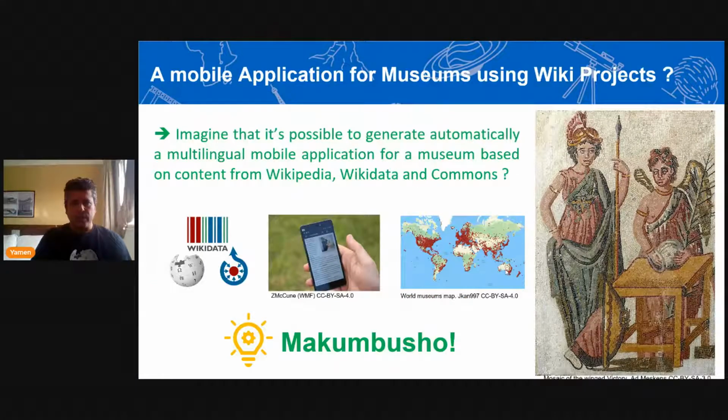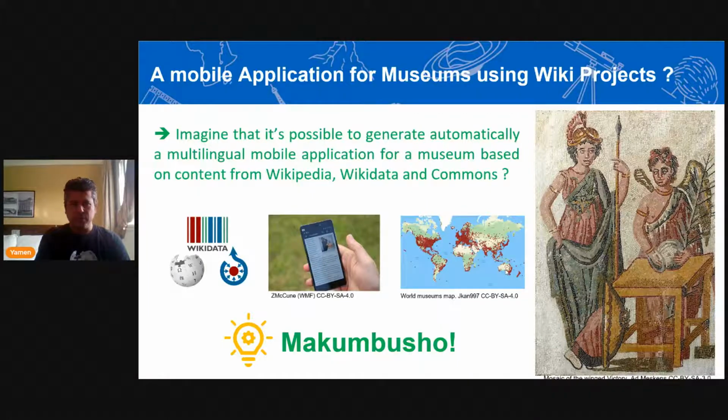So the solution for this is to use the Wiki projects to generate mobile applications for these museums. The idea is to imagine that it's possible to automatically generate a multilingual mobile application for a museum based on content from Wikipedia, Wikidata, and Commons. This will be easy to do via Makumbusho, the project.